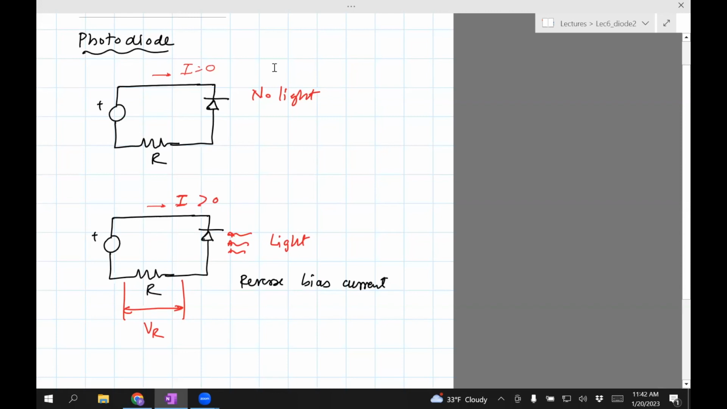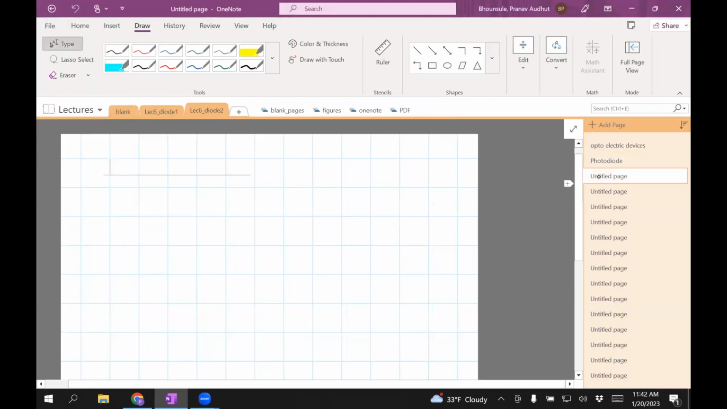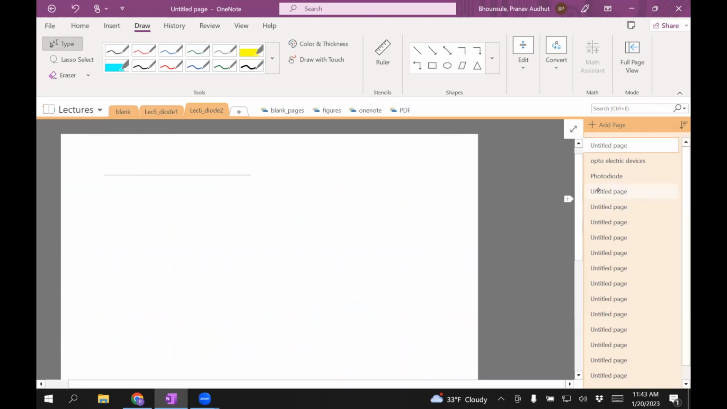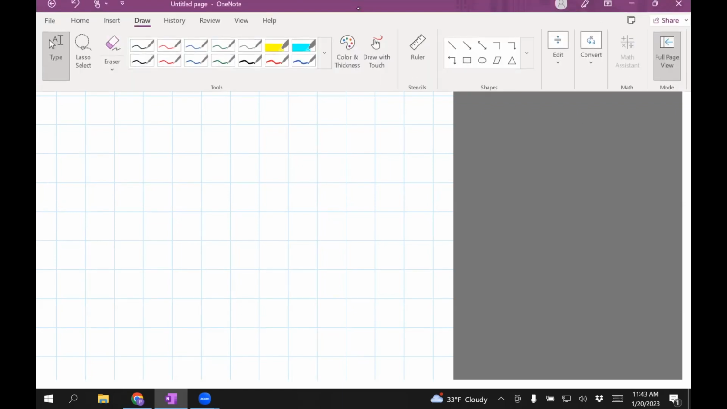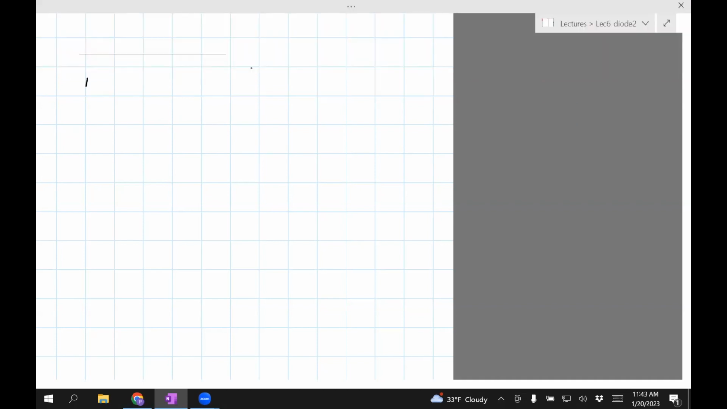Okay. Next, let's look at how to analyze circuits involving diodes. The thing which makes this slightly non-intuitive or rather hard is that a diode is a non-linear circuit element. It sometimes conducts, sometimes does not conduct, and that depends on the way a diode is connected. Okay, so this is how you will analyze circuits with diodes.